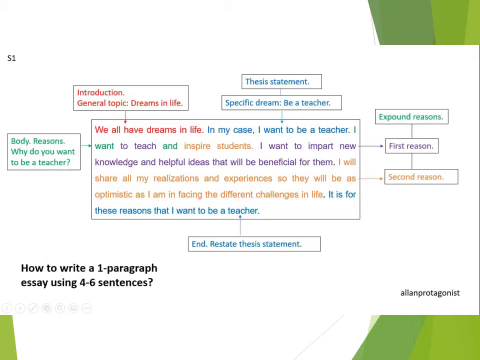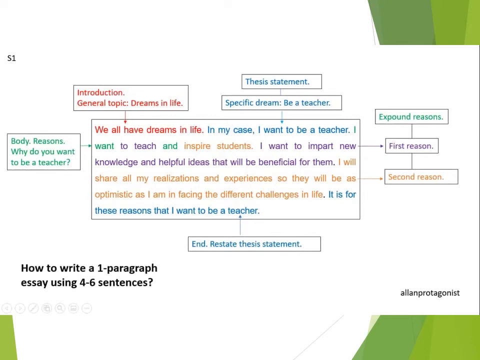So he started this paragraph with the general topic, introducing the general topic, the dreams in life, and he became specific in the topic sentence by saying he wants to be a teacher. And then on the body of the paragraph, he tried to tell the readers the specific reasons why he wants to be a teacher. Are you getting the point?